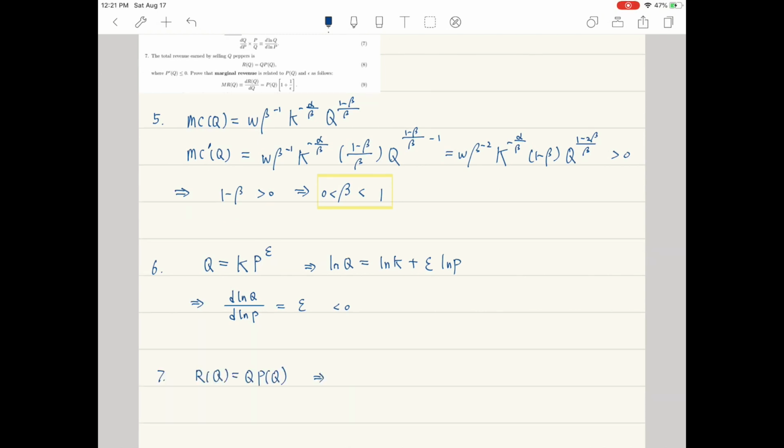Number 7. We can write marginal revenue as a function of price and the price elasticity of demand, epsilon.